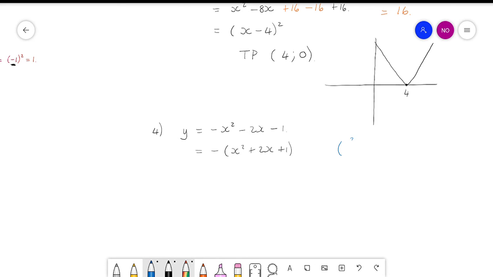So we say it's 2 divided by 2 squared, which is 1 squared, which is 1. So inside this bracket, I'm going to say x squared plus 2x plus 1 minus 1 plus 1. So in other words, this bracket will be x plus 1 squared, and negative 1 plus 1 is just 0, so it just looks like that.